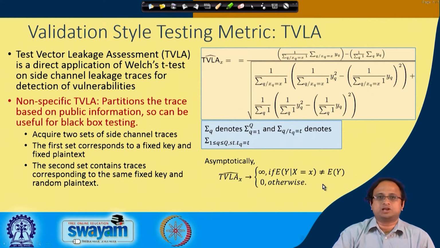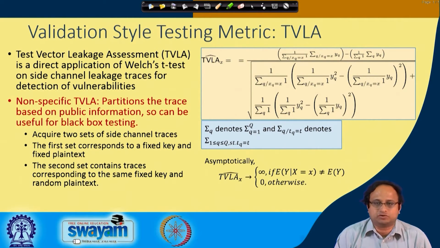So let us now have a look at what this TVLA test strategy stands for. The test vector leakage assessment, or TVLA, is nothing but a direct application of Welch's t-test on side channel leakage traces for detection of vulnerabilities. Let us first see how the non-specific TVLA works.